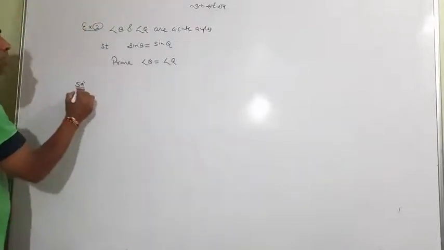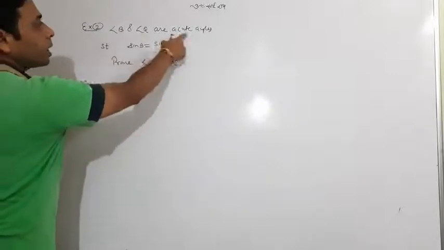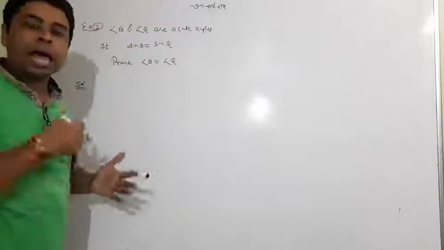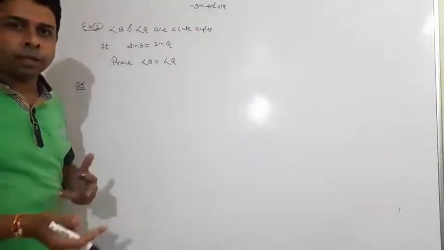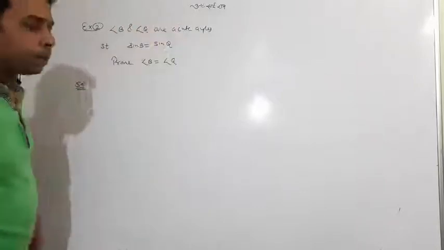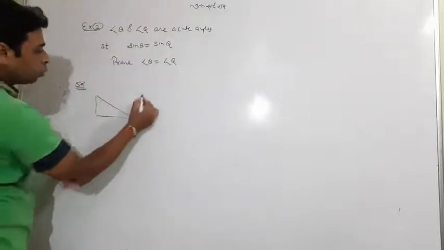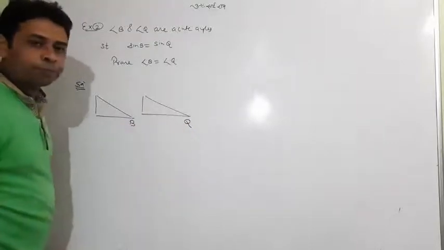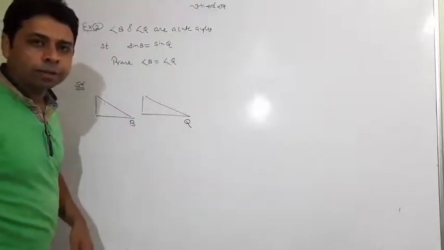First and very important sentence: angle B and angle Q are acute angles. But it is not written whether angle B and angle Q are angles of the same triangle or of different triangles. Look again. Angle P and angle Q are acute angles. If you take two triangles and say it is B and it is Q, it will be tough, as it is given in the book.